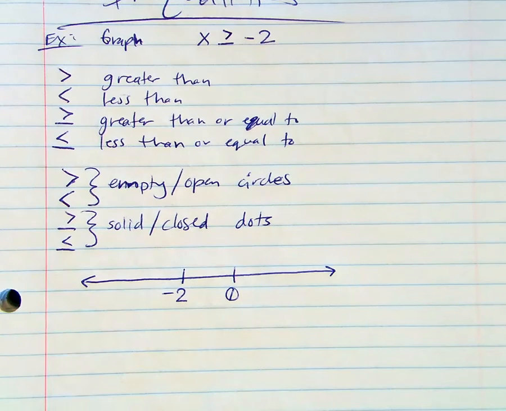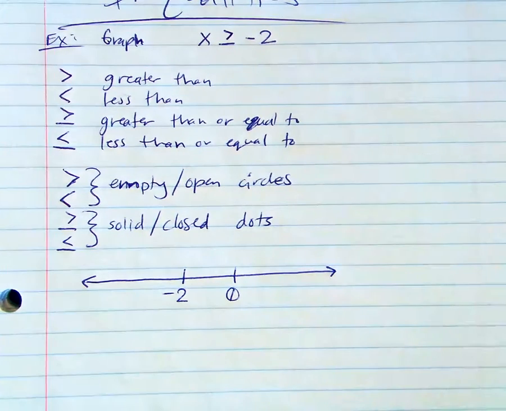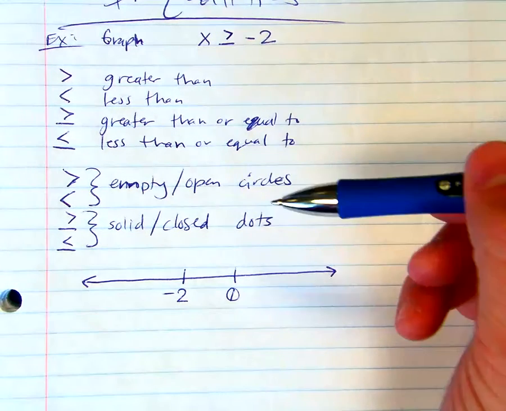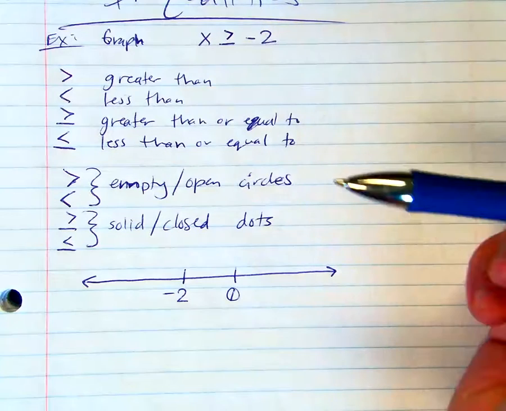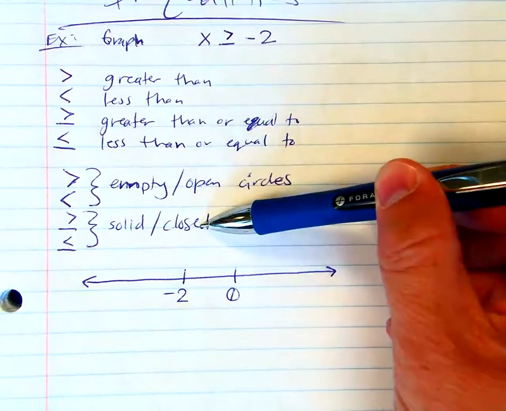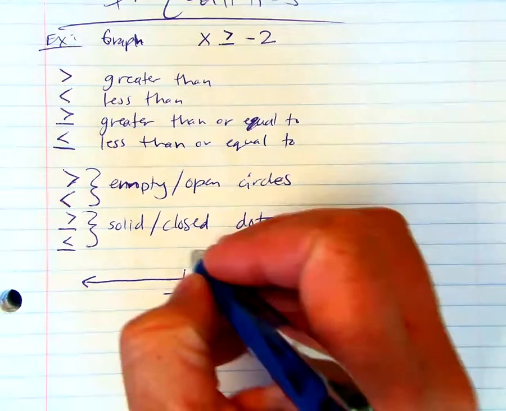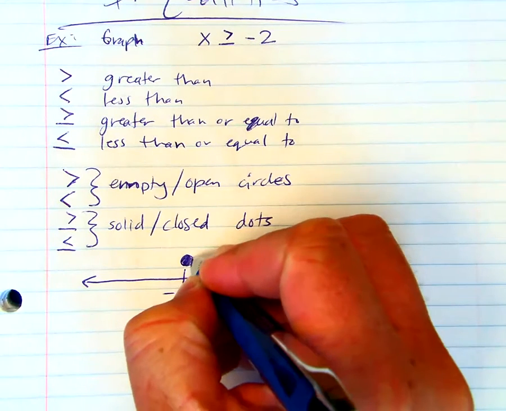Now we already mentioned that at the -2, I'm either going to make an empty circle or a solid dot, and that depends on these symbols that we have. So for this one, x is greater than or equal to -2. Is that going to be an empty circle or a solid dot? This one's going to be solid. It's underlined. So above the -2, I'm going to draw a circle, and then I'm going to shade it in.